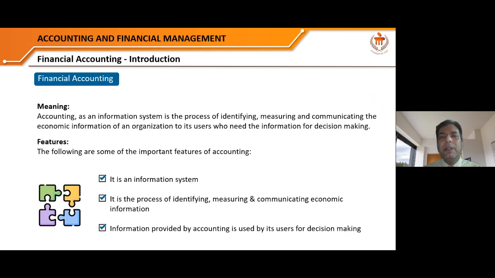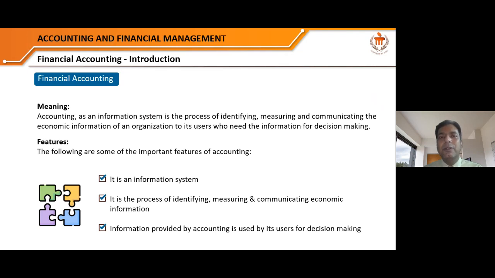They are the ones who use this information, and they take decisions based on that. So accounting provides that information to these users so that they can take their decisions. To brief it, we can say that accounting is an information system. Yes, it's an information system. It provides information to users for the different decisions which they want to make.